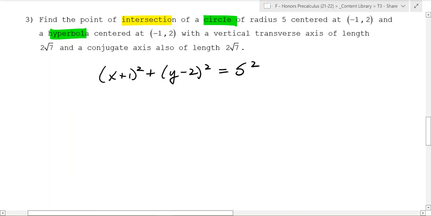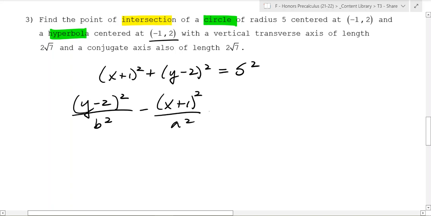The hyperbola is centered at that same point, so it's (y - 2)² over b² minus (x + 1)² over a² equals 1. Sometimes people flip the a and b, but just remember to think about the thing under y and the thing under x. So how do you do this?